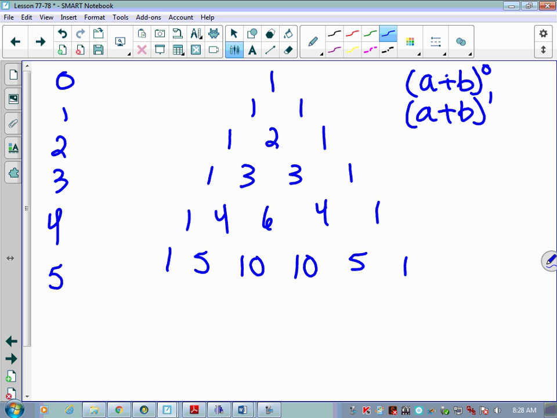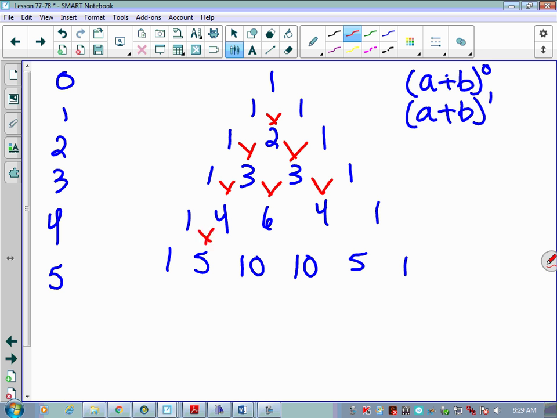You're always going to get 1 as a first, 1 as a last. And if you're wondering, well, how do you get 2? 1 plus 1 is 2. So, okay, right? 1 plus 2 is 3. 2 plus 1 is 3. 1 is always going to be my last one. Okay, so I go from the top down. 1 plus 3 is 4. 3 plus 3 is 6. 3 plus 1 is 4.